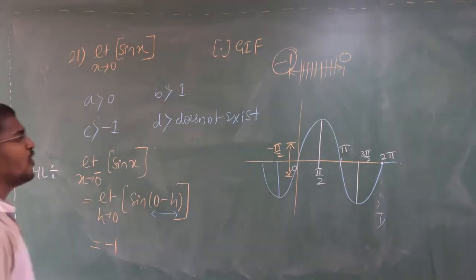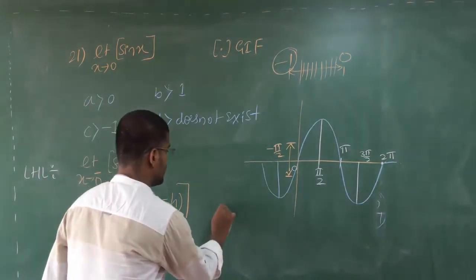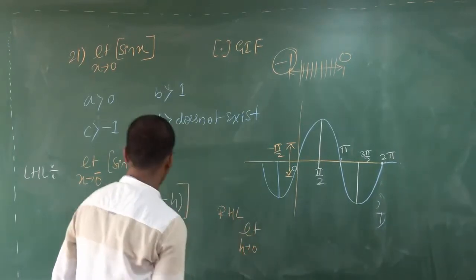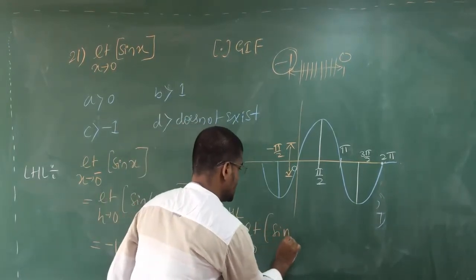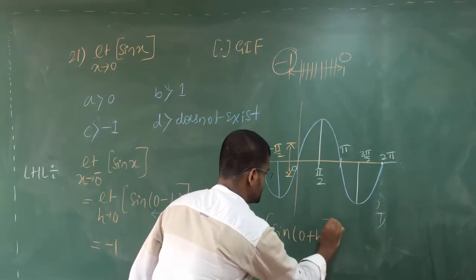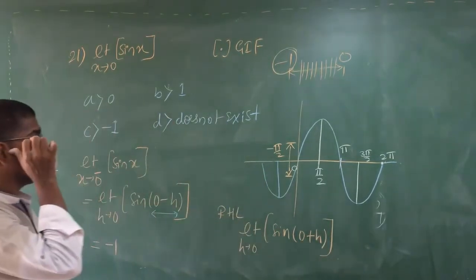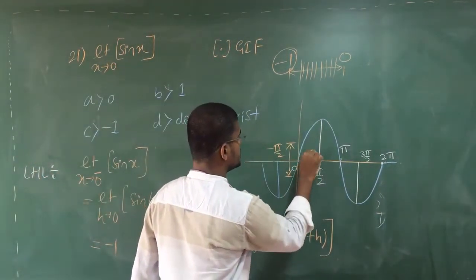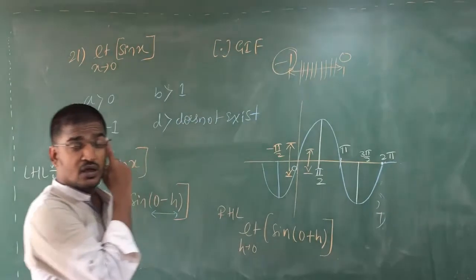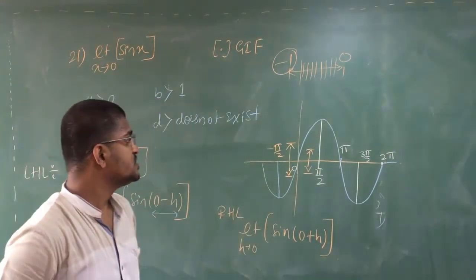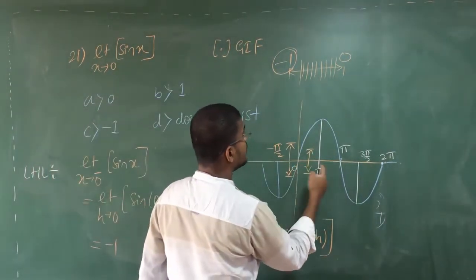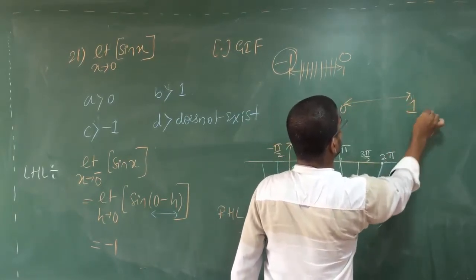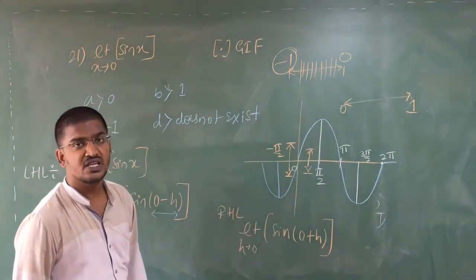So now let us go for RHL, that is limit h tending to 0 of sin of 0 plus h. Clear? If I go for 0 plus h, it will be here. This is 0 plus h. In the form of 0 plus h, it will be in between 0 and 1. It will be in between 0 and 1.